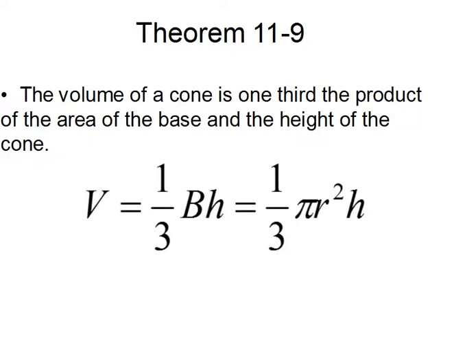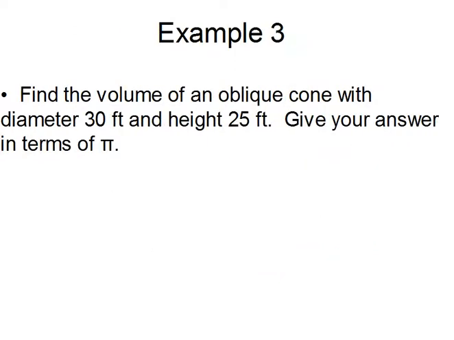Alright, cones are just modified pyramids, so they use the same basic formula, but since we know that the base of a cone is a circle, then we can replace the capital B with pi r squared. So then this formula over here is the one that you need to remember for cones. Okay, and it's a plug and chug. You're going to plug everything into it and you're going to chug out an answer. So, this one tells you it's an oblique cone. Doesn't even matter. Diameter of 30 feet and a height of 25 feet.